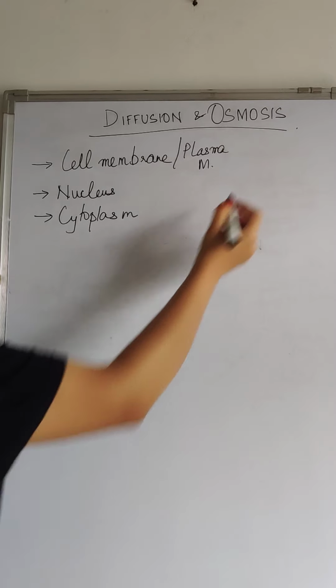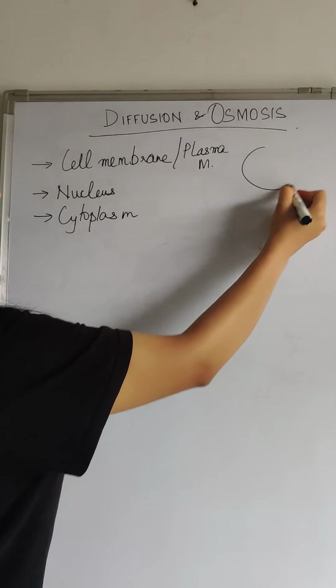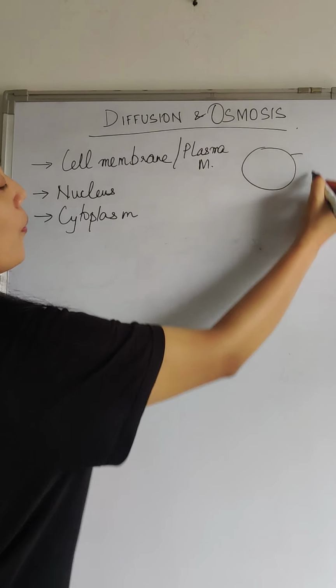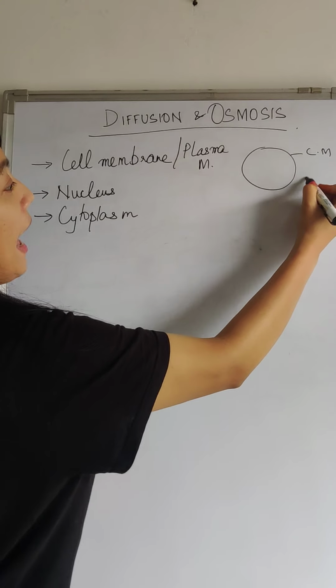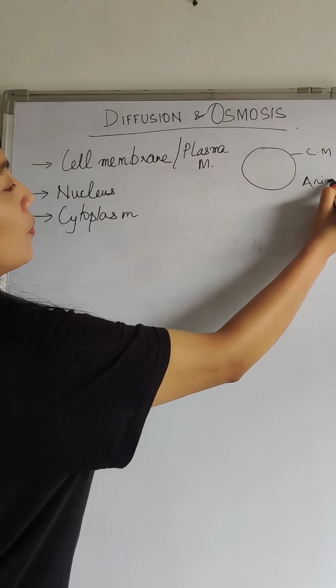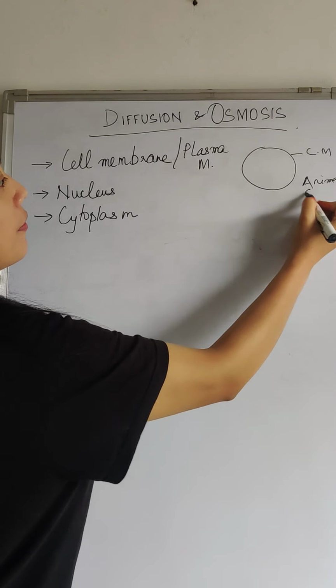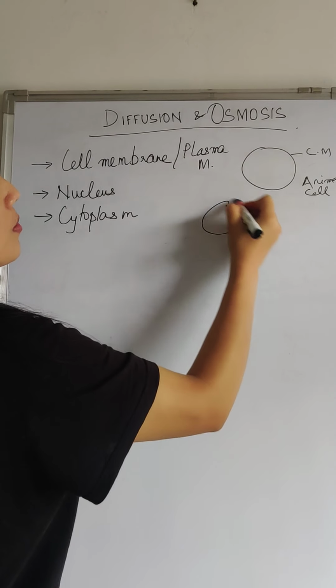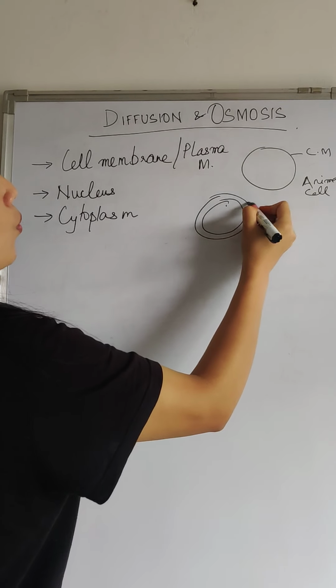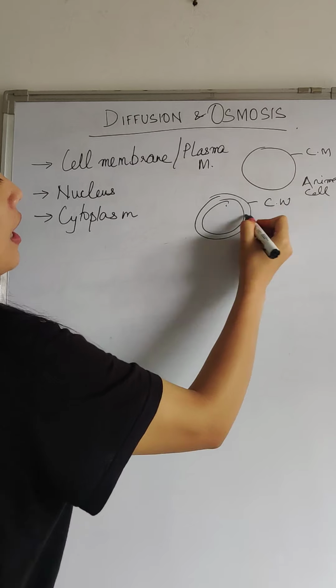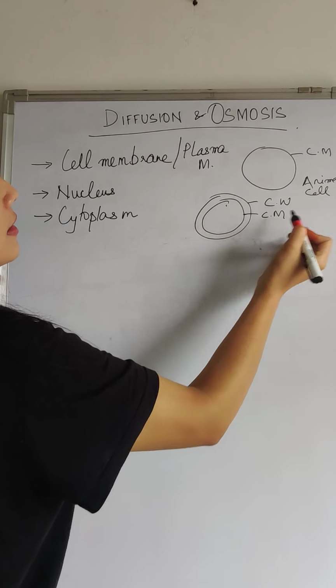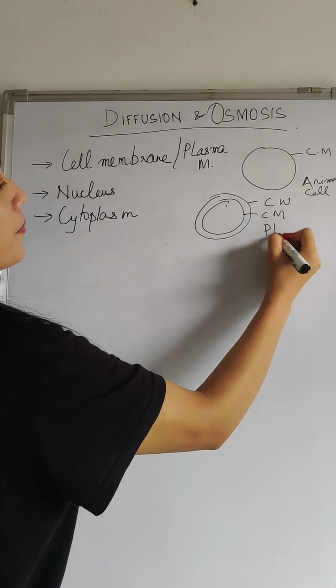Let's discuss cell membrane or plasma membrane a little bit. Cell membrane or plasma membrane is the outermost layer of an animal cell. Whereas in the case of a plant cell, cell wall is the outermost layer, and cell membrane is the second outermost layer.